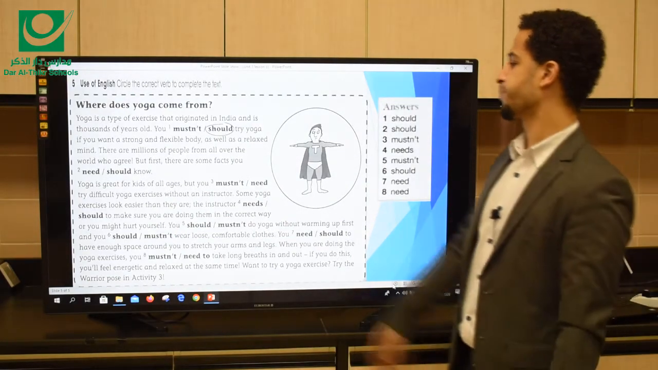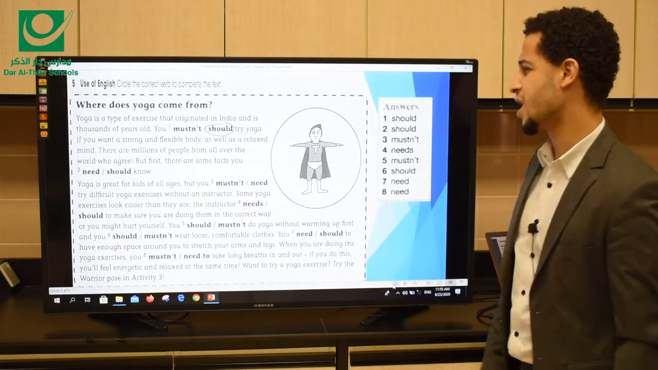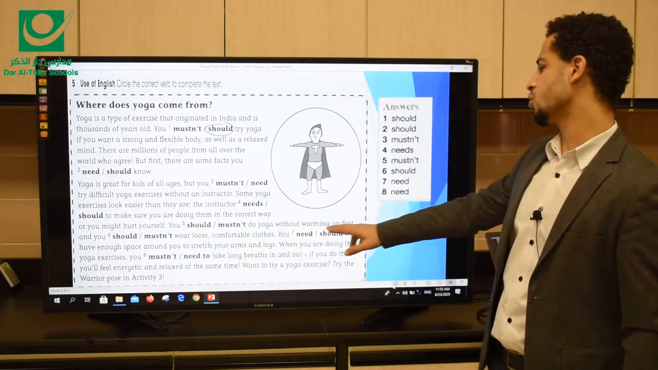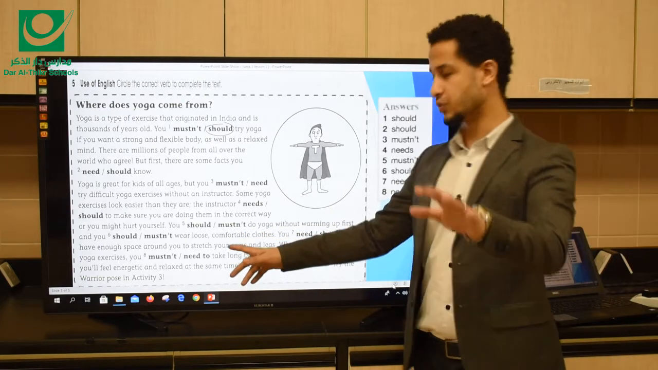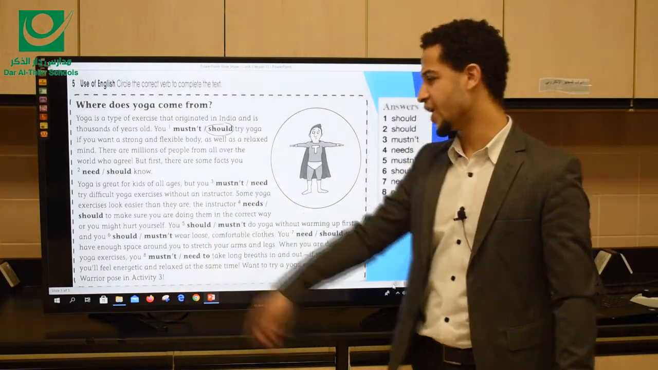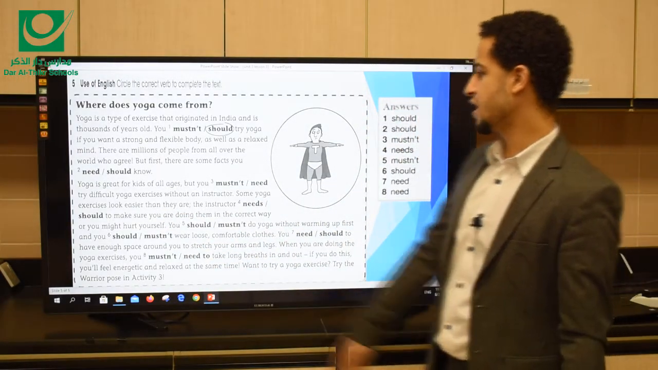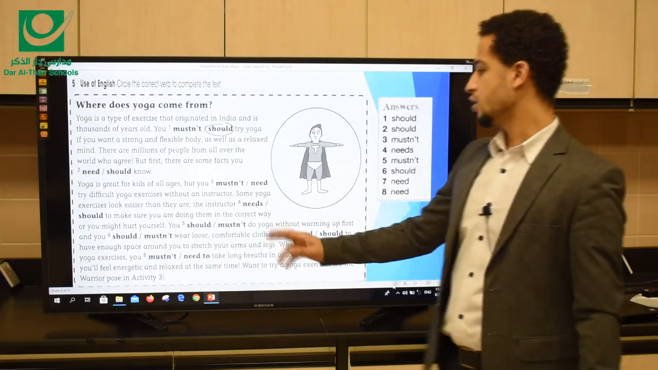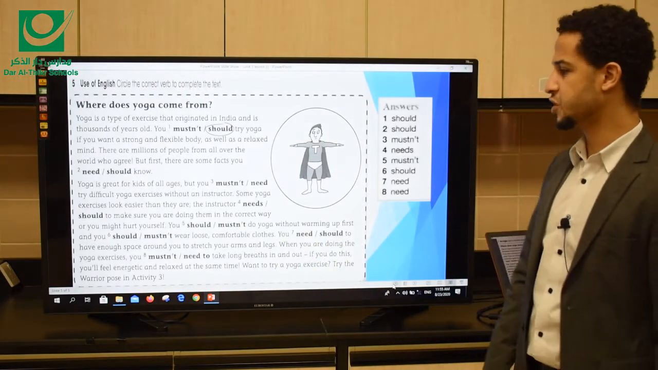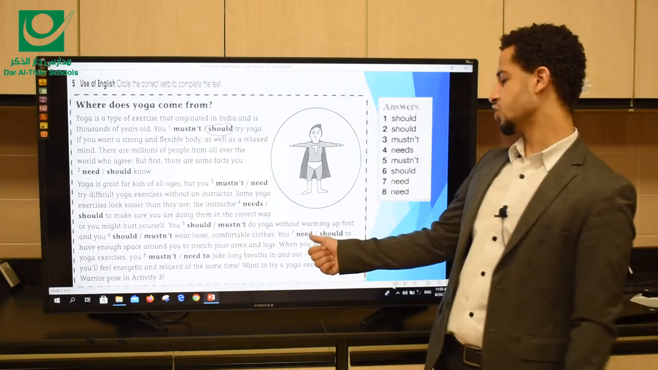So the instructor needs to make sure you are doing them in the correct way, or you might hurt yourself. You mustn't do yoga without warming up first. And you should wear loose, comfortable clothes. So the answer to number 6 is should. You need to have enough space around you. So the answer to number 7 is need.